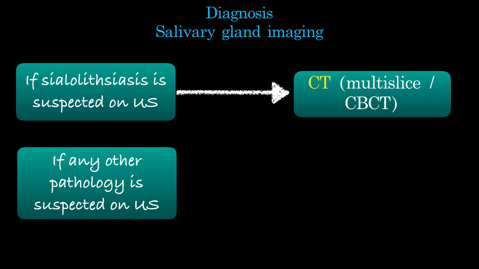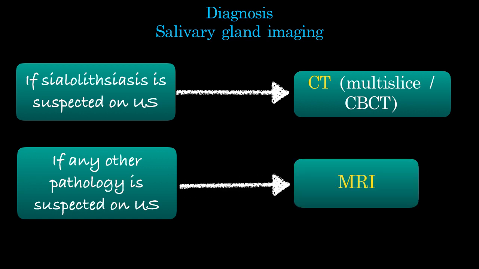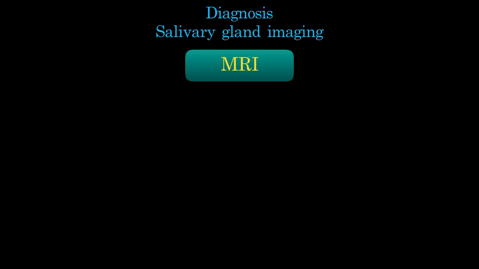Okay? What if we suspect any other pathology? If we suspect Sjogren syndrome, or a tumor, benign or malignant, whatever, here we go immediately for an MRI examination. MRI is a very, very important tool for the diagnostic imaging of salivary glands. It's very important.